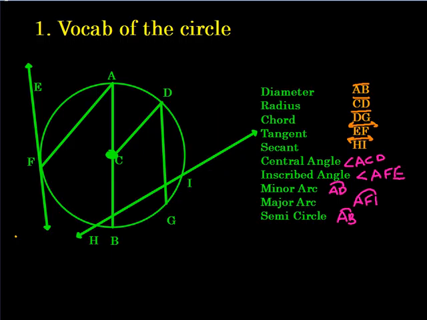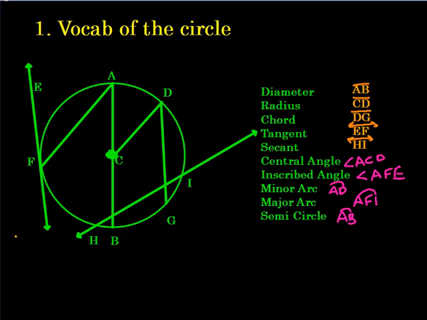First thing we need to know about circles is vocabulary. We had a lot of vocab with circles. Let's say in this diagram that the center of the circle is the point C. A diameter is any segment that goes through the center with both endpoints on the circle. A radius is a segment that goes from the center of the circle to the circle somewhere. So a diameter would be AB, a radius would be CD.